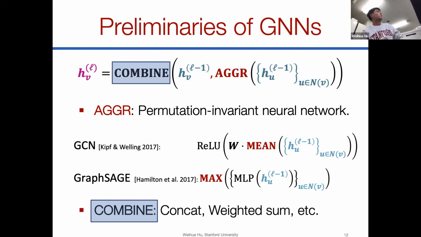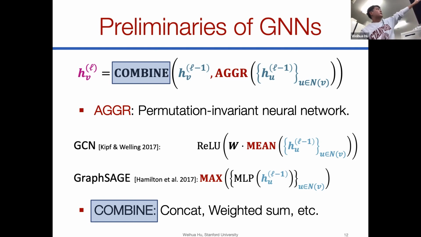And for the combine function, we typically concatenate these two embeddings, the embedding of node V and the aggregated embedding, or we just do a weighted sum of these two embeddings. So combine is relatively straightforward, while aggregation is more interesting because it takes a set as input.